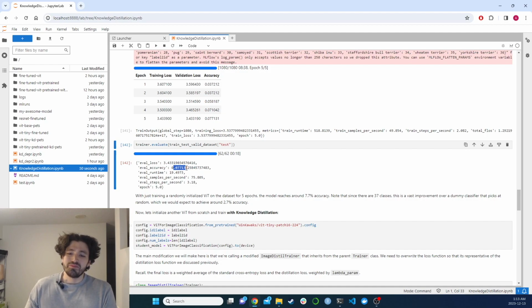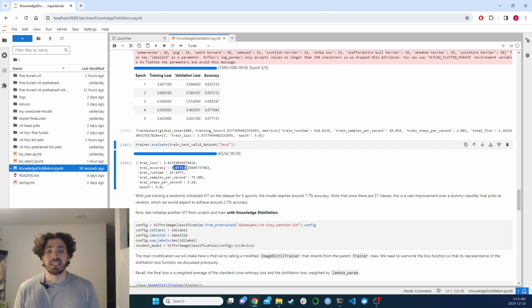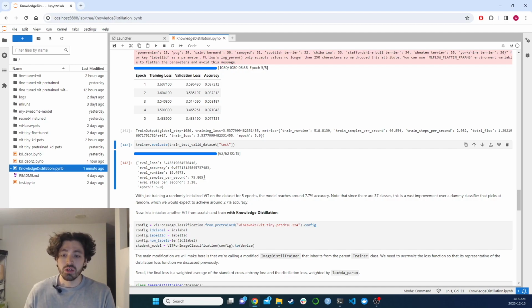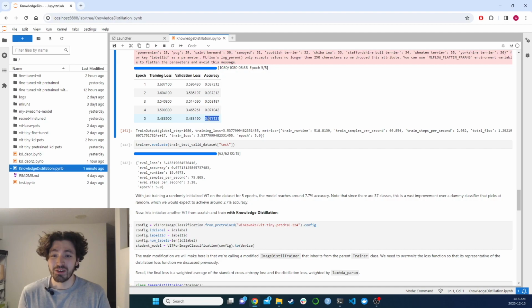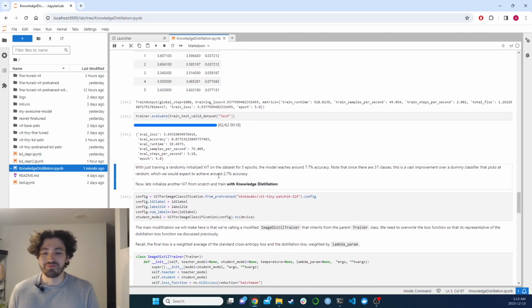Now, the thing that I want to highlight here is that it's still well above what a random classifier would be doing. If you just picked a random class, you would have a 1 in 37 chance of getting it right. So your expected accuracy would be around 2.7%. So it is beating random, which, if your model's not beating random, I don't know what to tell you. But yeah, so that's just training with regular cross entropy.